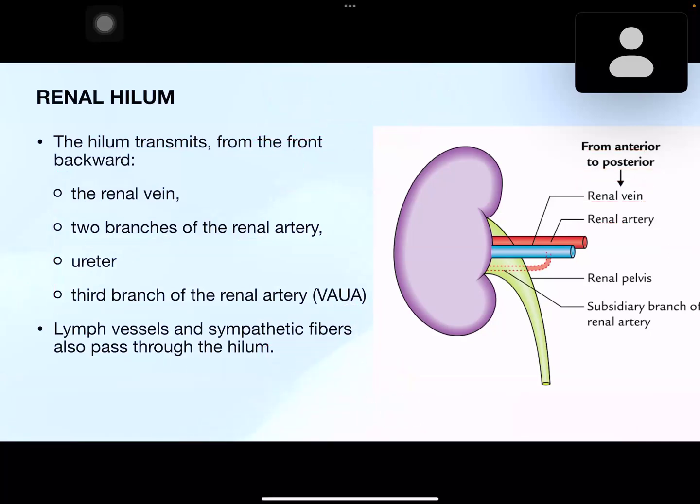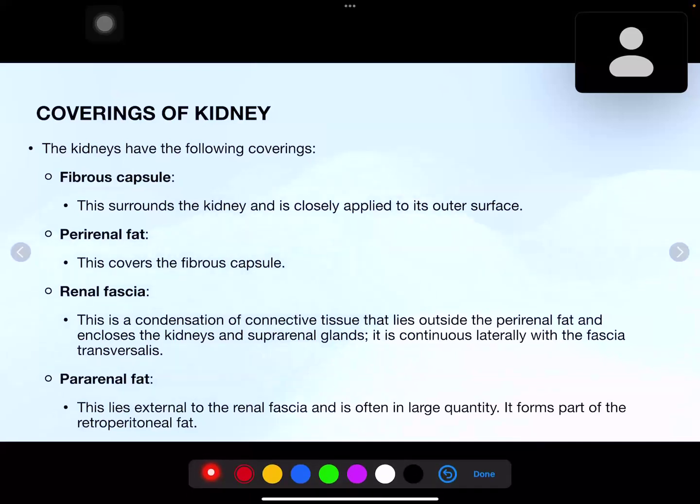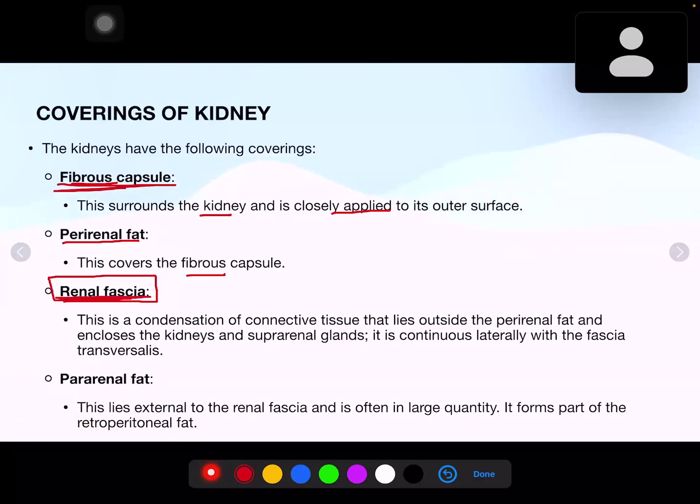Now the coverings of the kidney. There are a few coverings. The first covering is the fibrous capsule, which surrounds the kidney and is closely applied to its outer surface. Then after this capsule, there is the perirenal fat, which covers the capsule. Then this is the renal fascia. This fascia is important. It is a condensation of connective tissue that lies outside the renal fat, and it encloses both the kidneys and suprarenal glands. This is an important structure: the renal fascia covers both the kidneys and suprarenal glands.